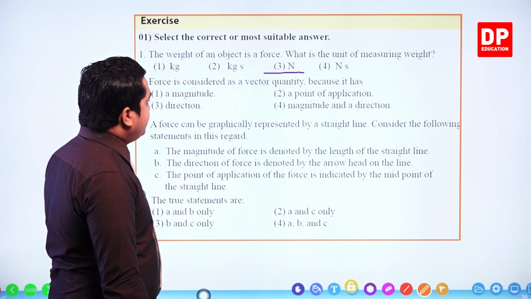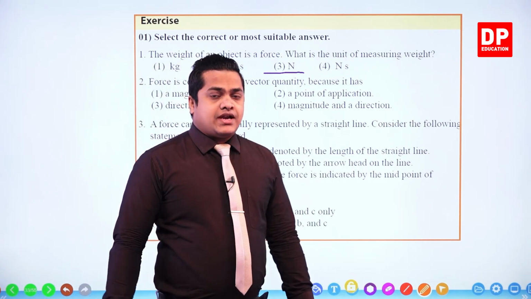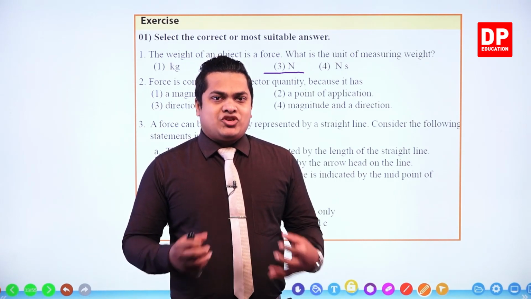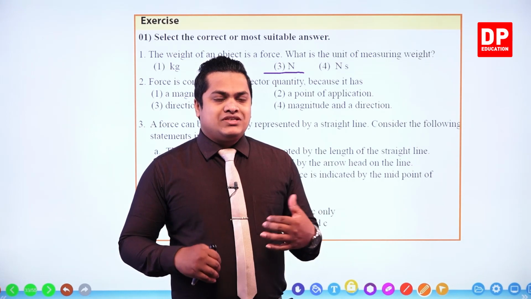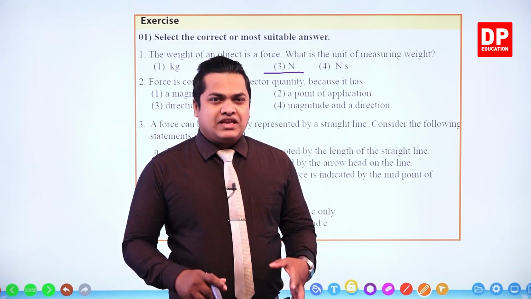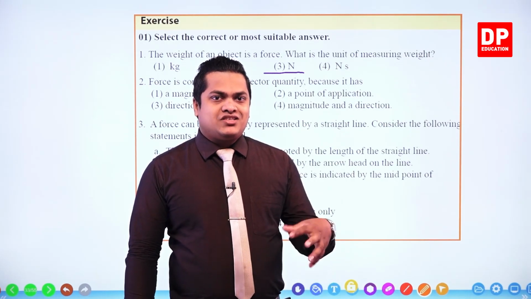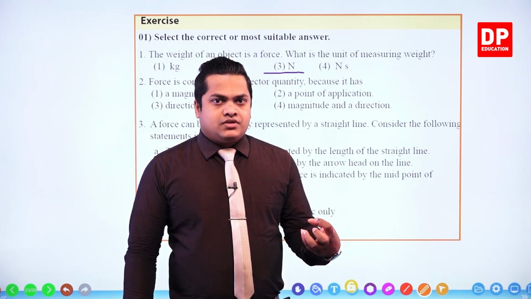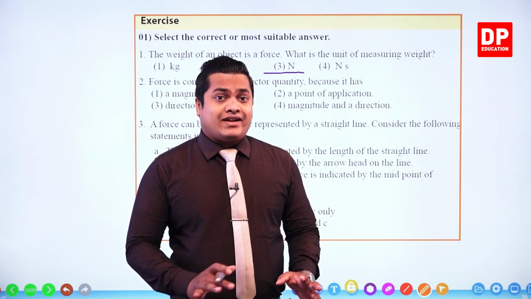Force is considered as a vector quantity because it has direction. So, force is a type of vector quantity. Vector quantity means we can measure the amount of force by using a certain value, like 10, 5, 15, 20, 3, and so on. By using a certain value, we can measure it. There is a special unit called newtons to measure force. And the specialty is that if you take a force, there is a certain acting direction.